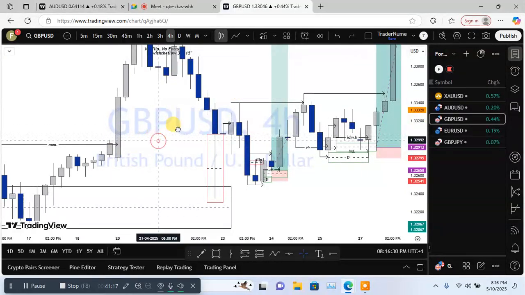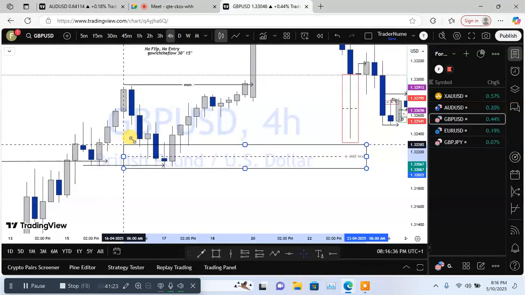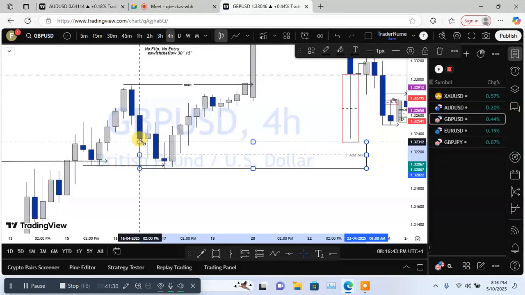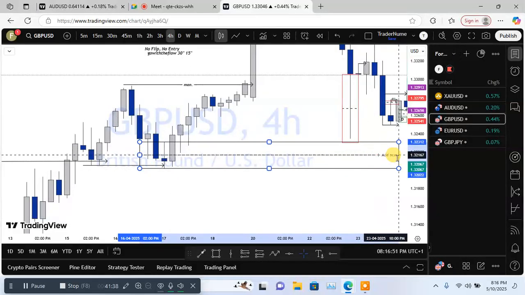So while marking our supply and demand zone, we mark from wick to wick. If we are marking this now as the demand zone, we mark from this last bearish candle, the wick of the candle here, to the wick of the candle here. So that is our demand zone.